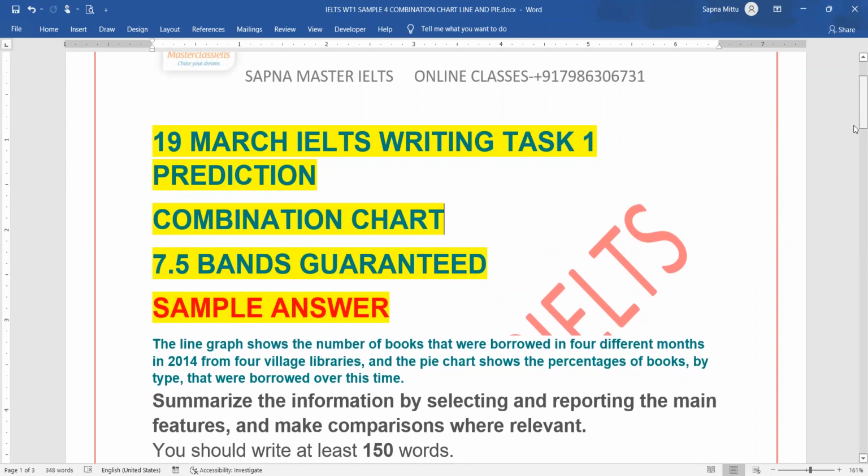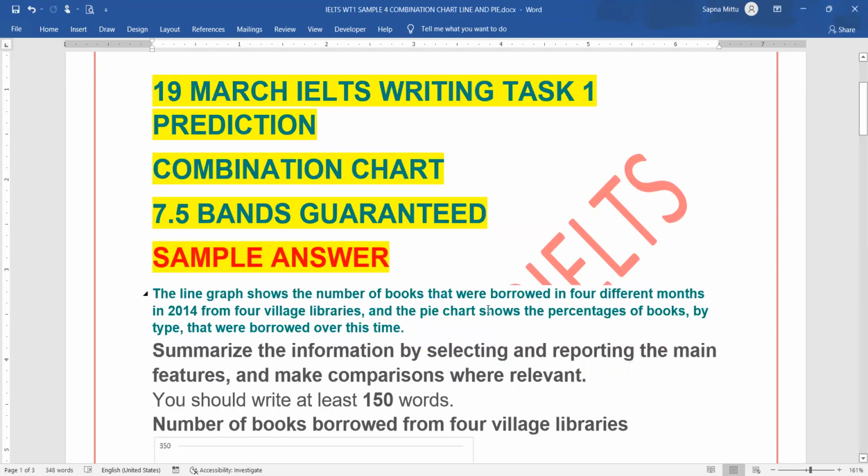The topic here is the line graph shows the number of books that were borrowed in 4 different months in 2014 from 4 village libraries and the pie chart shows the percentage of books. See, ये 5 to 7 minutes का hardly 10 minutes का वीडियो होगा but this will definitely change your perception कि task 1 कैसे लिखना चाहिए.